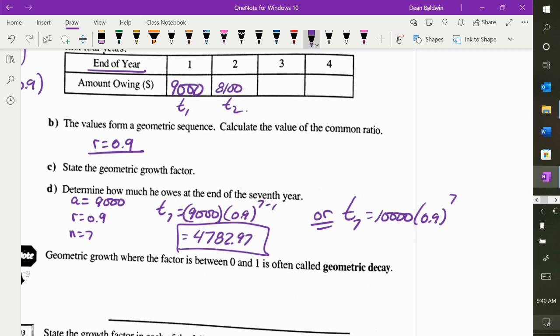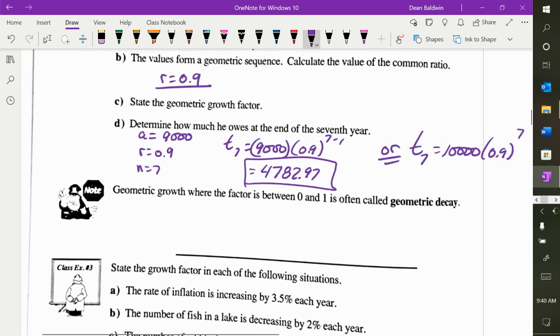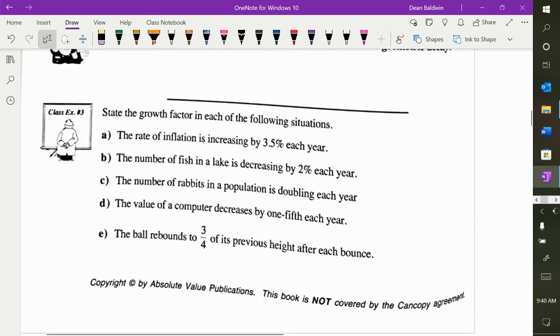All right? Okay, so tell me, here's some practice. What is the R value if I give you this information? So this is right back to the logs unit. If I say the rate of inflation is increasing at 3.5% each year, what is my R value?